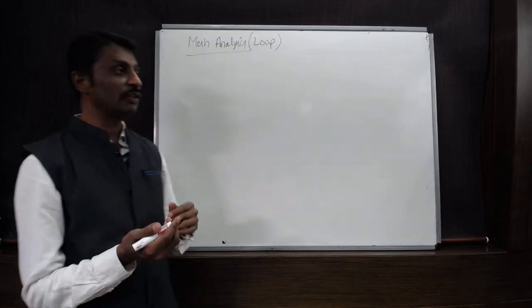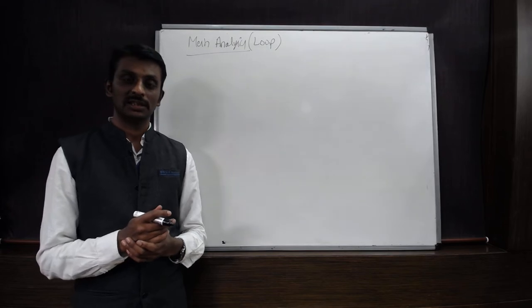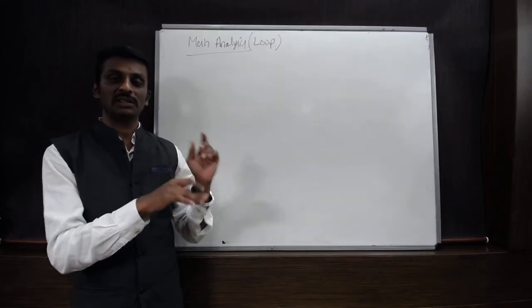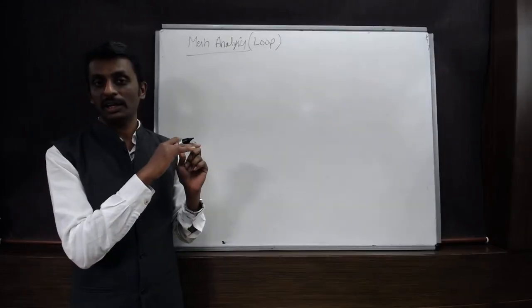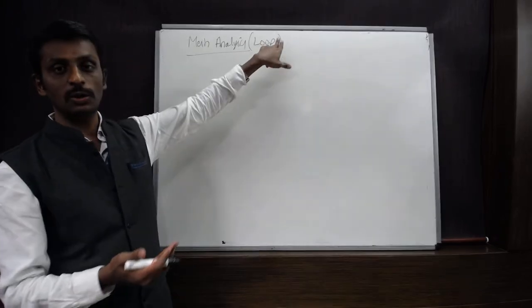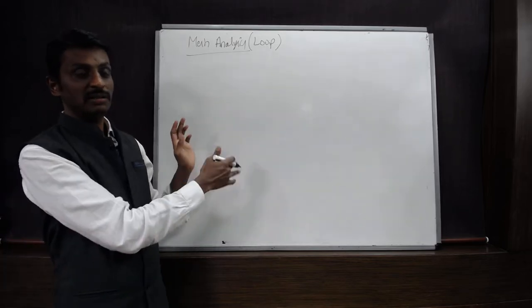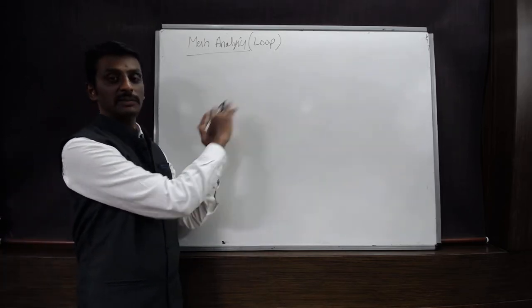Now let us consider one of the important topics, which is called mesh analysis, or it is also called loop analysis. A mesh is nothing but any closed path in the network, and it cannot be further divided into another mesh. Sometimes mesh analysis is also called loop analysis. A loop is also a closed path in the network, but we can split the loop into another mesh here.